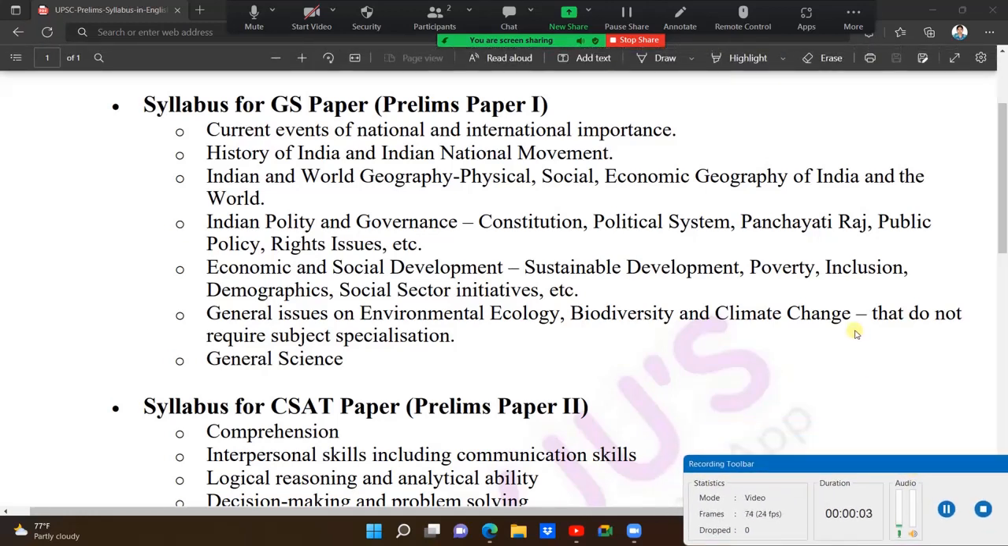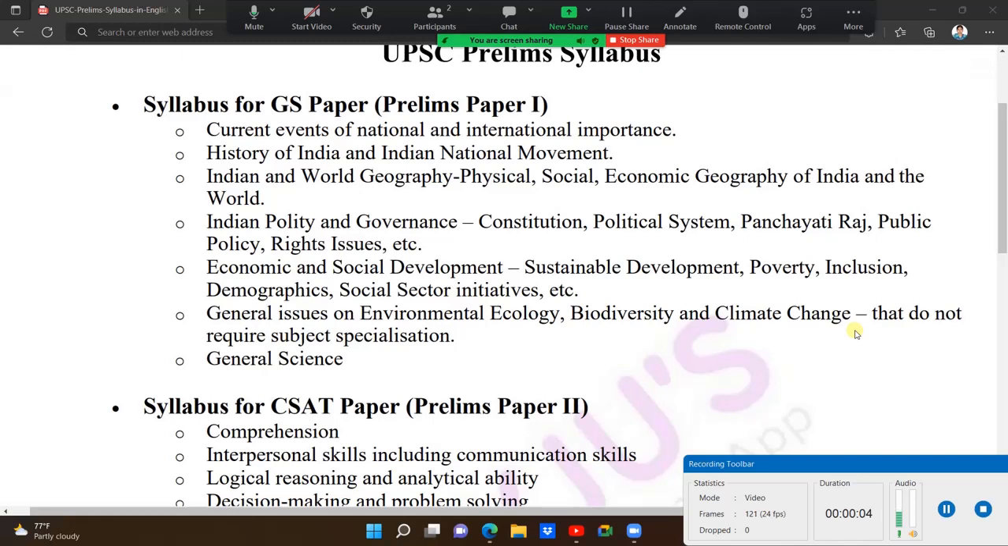So yes, let's look at the syllabus for GS paper, prelims paper 1. Prelims has two papers, GS, General Studies, and the CSAT paper. Let's look at the syllabus completely, particularly for the GS paper. It covers 1, 2, 3, 4, 5, 6, 7 subtopics, or seven sub-subjects, we can say.